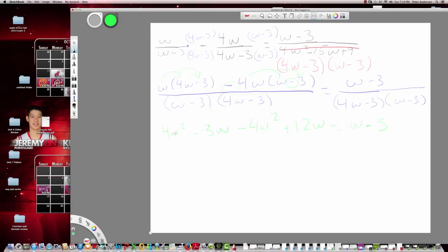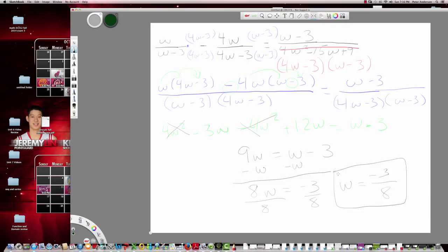All right. Combine like terms. So 4W squared minus 4W squared. Cool story, bro. They cancel out. So this guy and this guy go away. Minus 3W plus 12W is 9W equals W minus 3. Subtract W from both sides. I'm not going to change the color. I hope that doesn't offend you. Divide through by 8, and W equals negative 3 over 8.